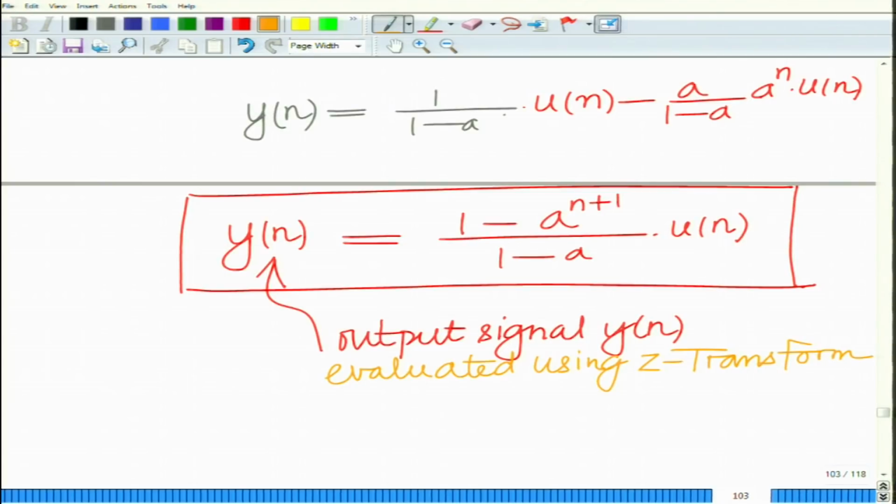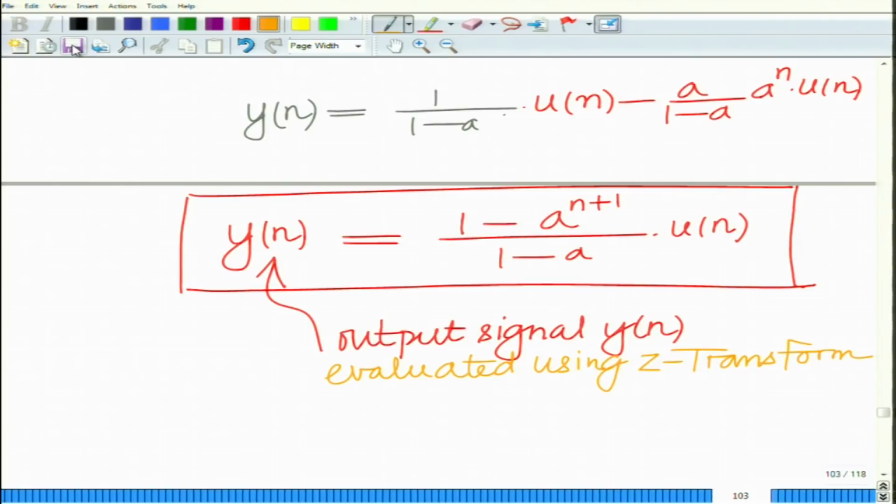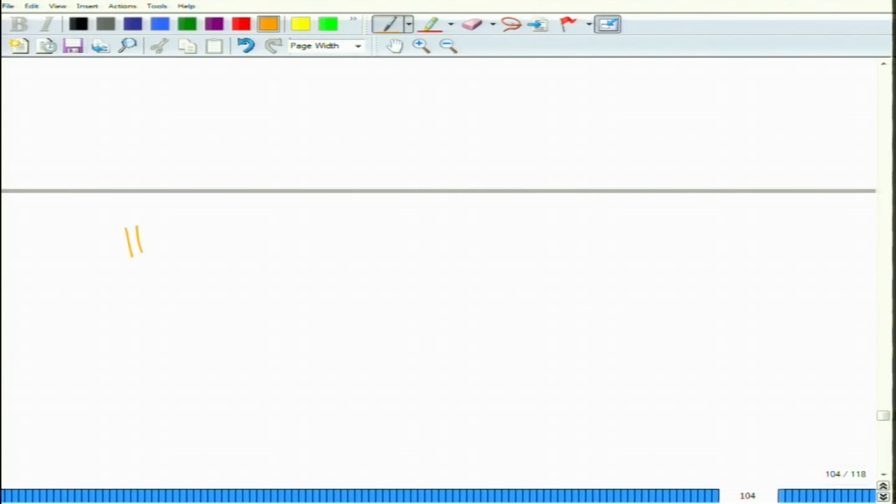So, we were given the impulse response, which is a^n u[n], and the unit step signal as the input, that is x[n] equals u[n], and we were asked to find the output. We have demonstrated using the z transform technique that the output is (1 minus a^(n+1)) over (1 minus a) times u[n]. Okay, so that is the output of this system. All right. Let us continue to another example, example number 8.